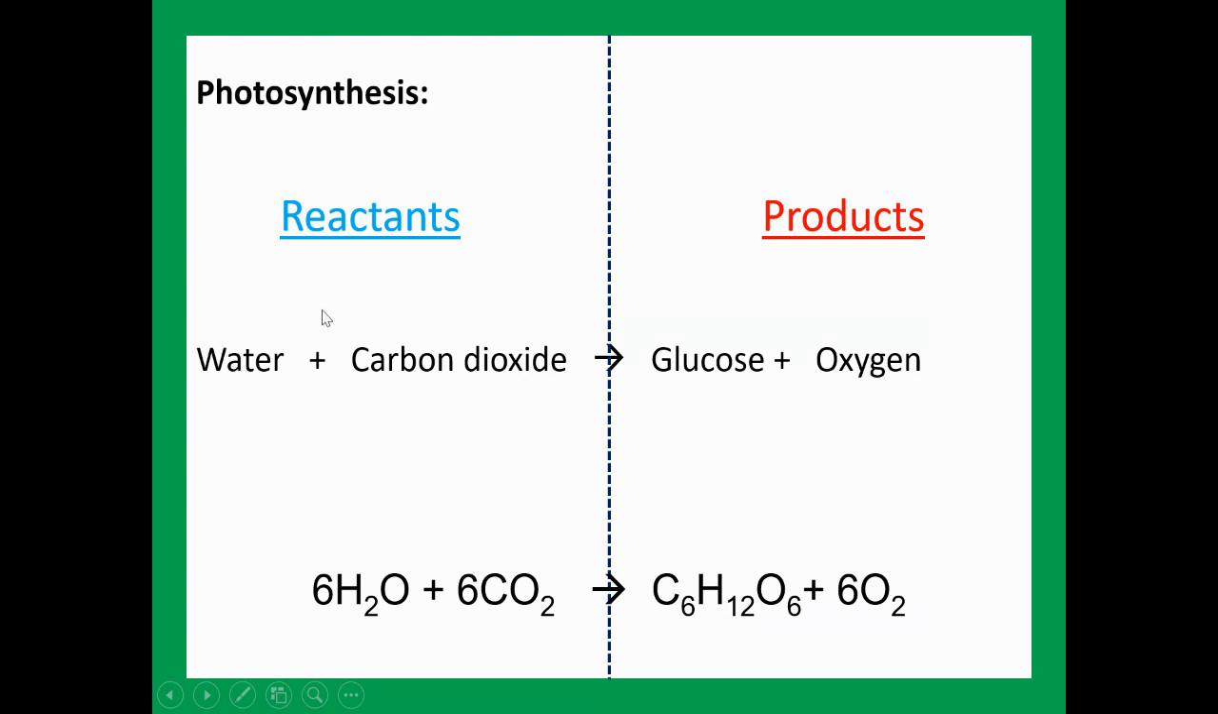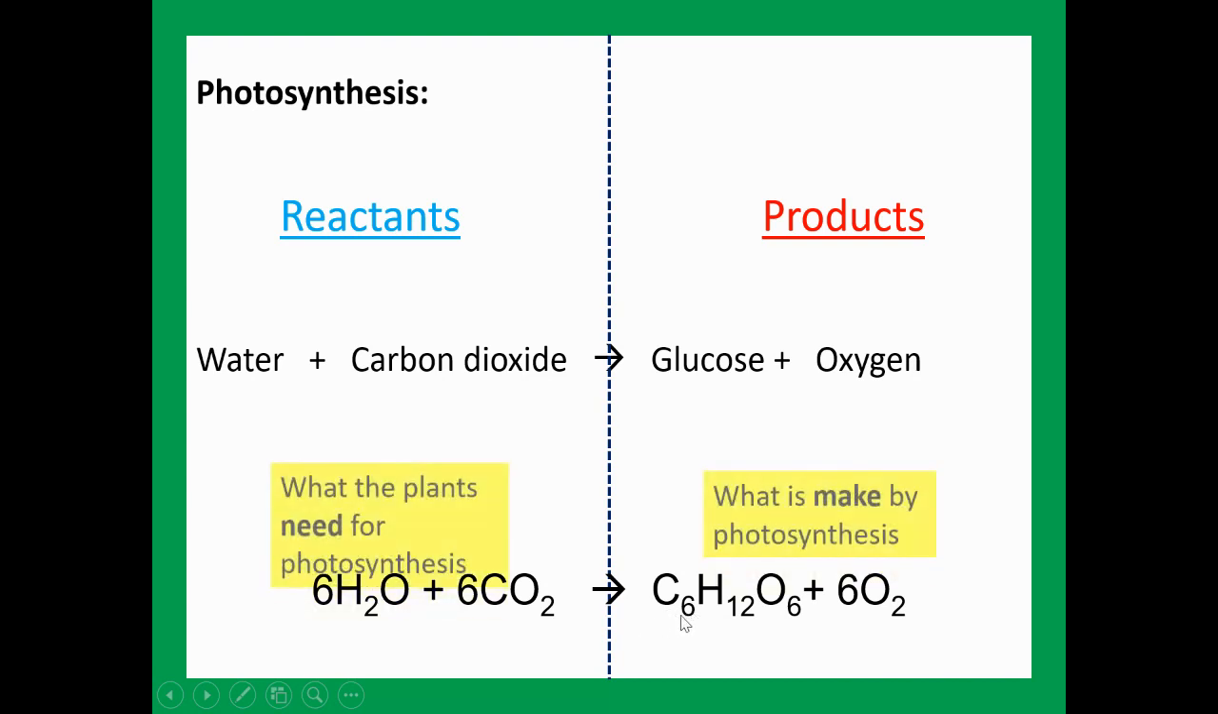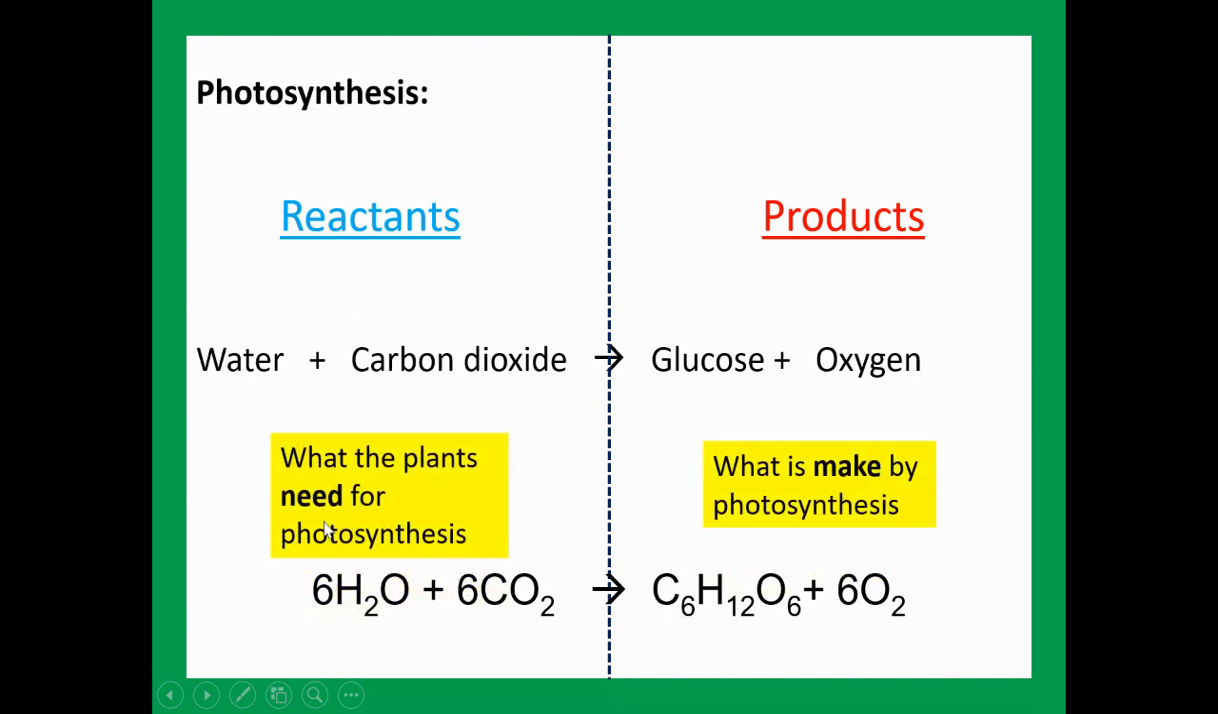The reactants are things that the plants do need, and so water is required by plants. We all know that plants need water, and carbon dioxide is the gas, and this is where the carbon comes from that builds the glucose molecules. So you can see there are 6 carbon atoms in the reactants, and those 6 carbon atoms go over to the glucose. So reactants are what the plant needs for photosynthesis, and the products are what is made by photosynthesis.